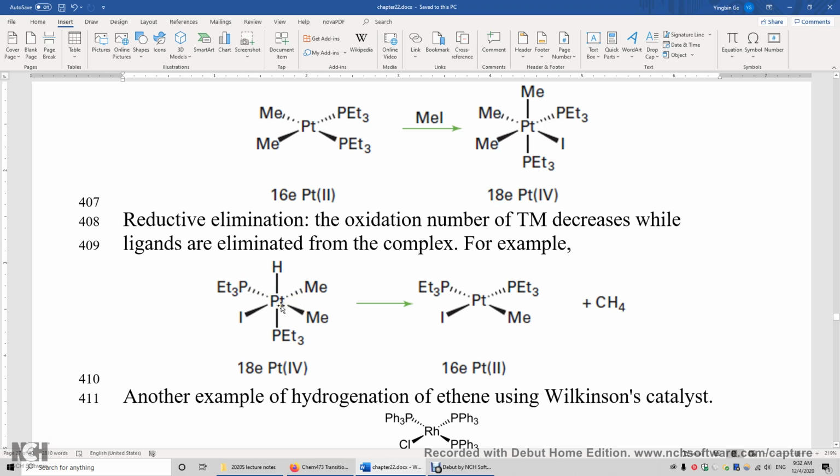This platinum then must have an oxidation number of +4. In this structure, you have a negative charge on iodine, another negative charge on this methyl ligand. Therefore, the oxidation number of platinum is 2. We are looking at the elimination of 2 ligands, so this ligand and this ligand. And also, we observe the decrease of the oxidation number of the transition metal center from 4 to 2.